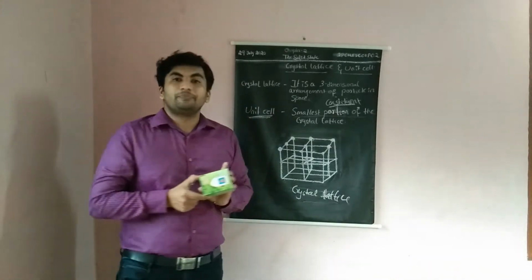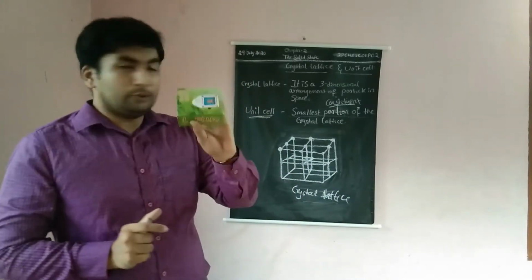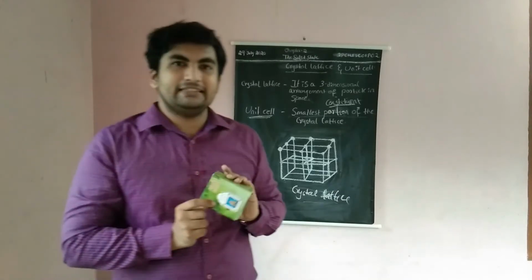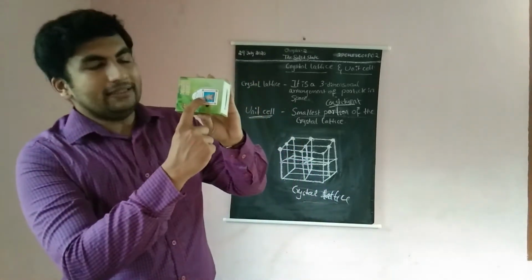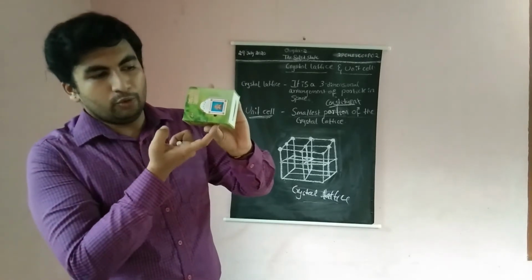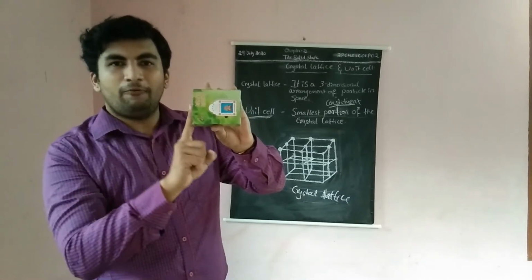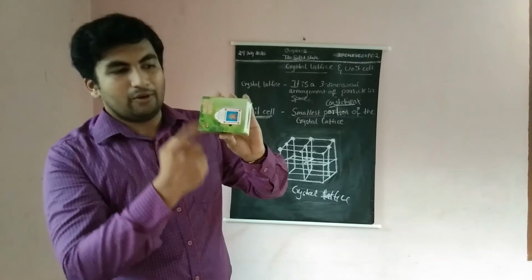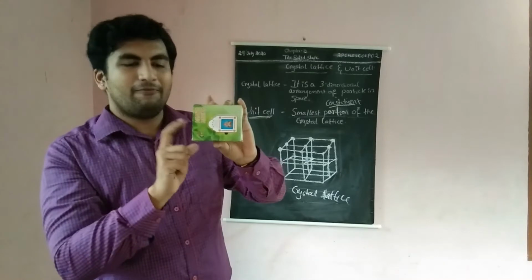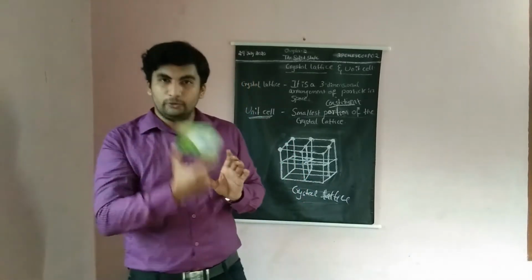Next, coming to faces. In the smallest portion of the crystal lattice, the unit cell, there are 6 faces. See, 1 front side, 1 back side face, 2, 3 up and below, 3, 4, sorry, 1, 2, 3, 4, 5, 6. There are a total of 6 faces in a unit cell.